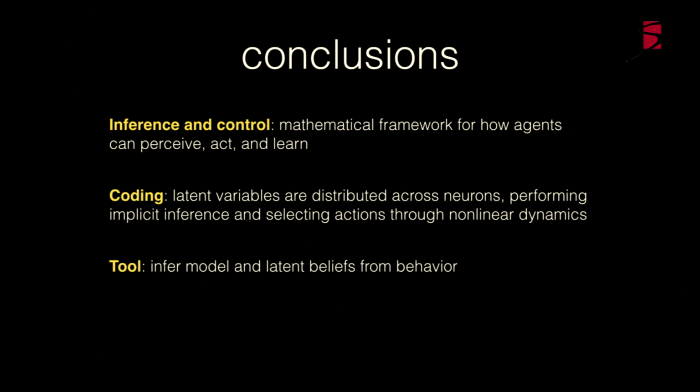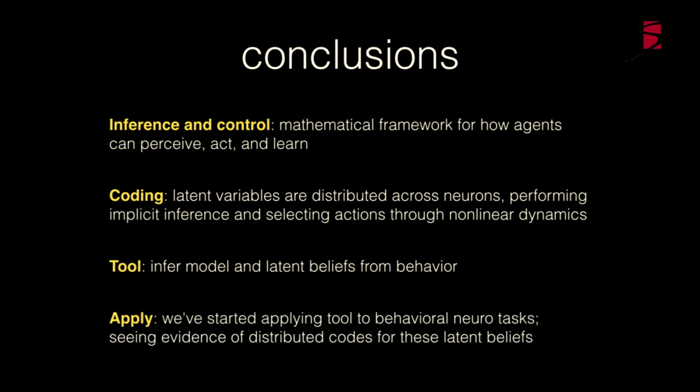And we provide a tool which allows you to, for these pretty general cases, figure out what an animal thinks from what it does. And we've started applying this to interesting tasks from behavioral neuroscience. And we're seeing some initial evidence of distributed codes for these beliefs. And so I think that as a framework, combining things that a lot of other people have done also, I think we're moving in a good direction to find out the brain representation of mind and these models of the world.